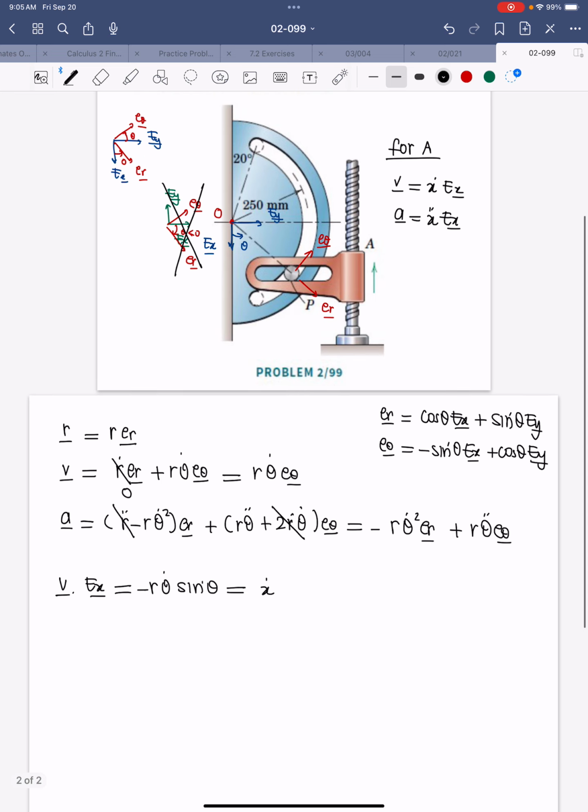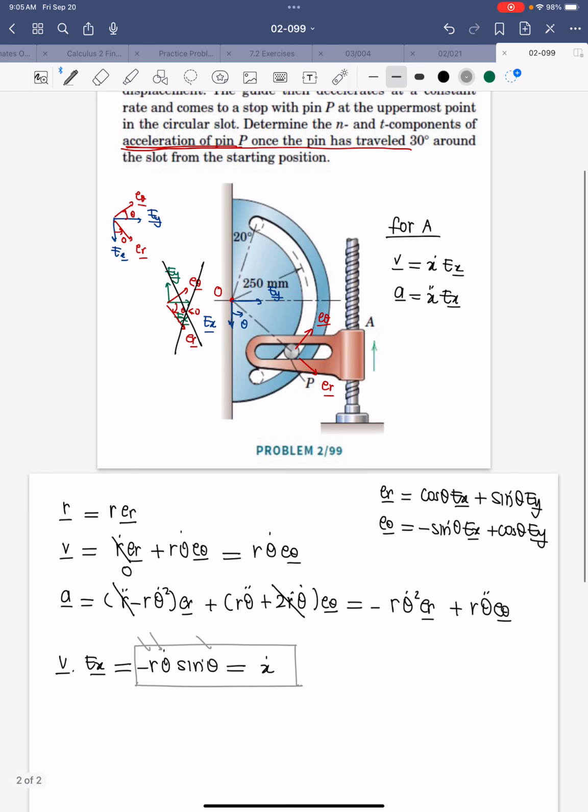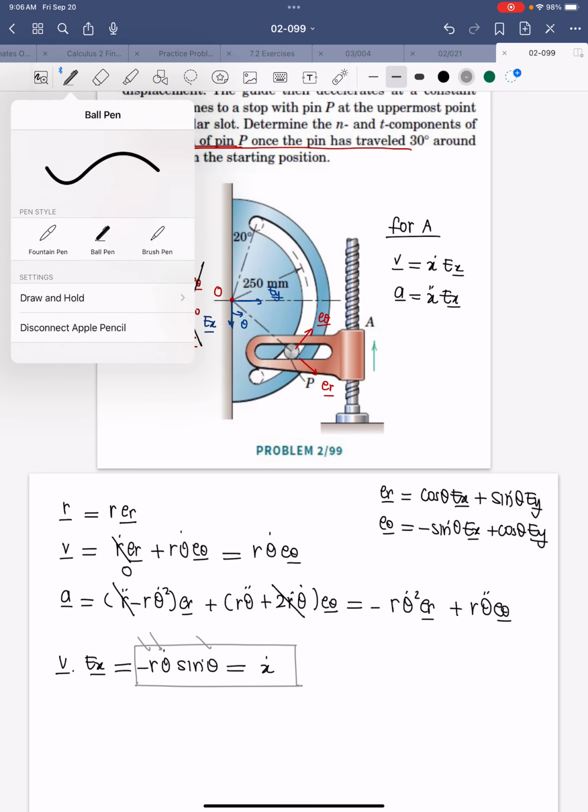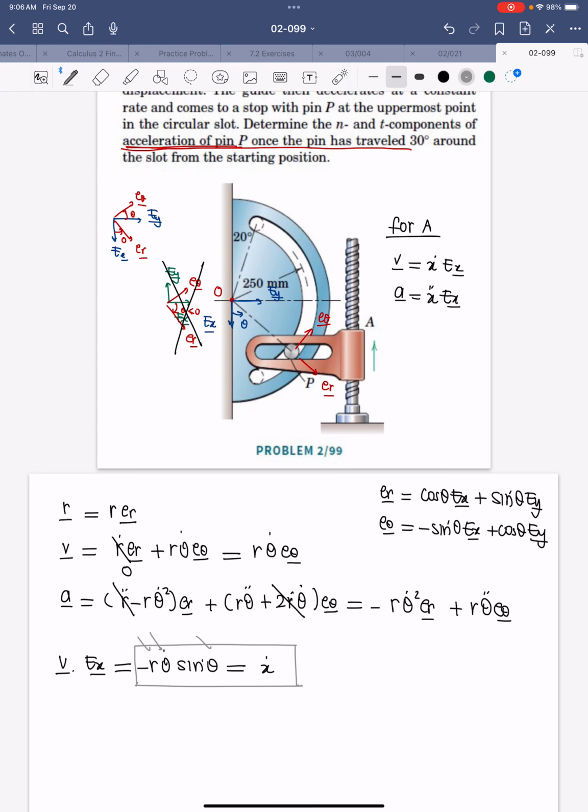Okay, so then I have this equation relating r, theta, theta dot and x dot. So what is known here? R is known, theta dot is unknown, theta is known. They tell us to find the acceleration at a certain angle from the starting position. And then x dot is unknown. We're given actually x dot at this location and at this location, which is 0. x dot is 0 here.